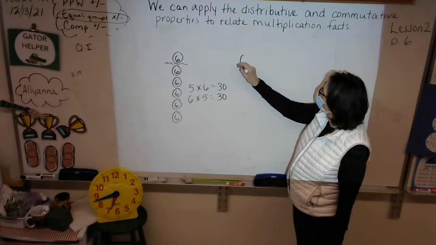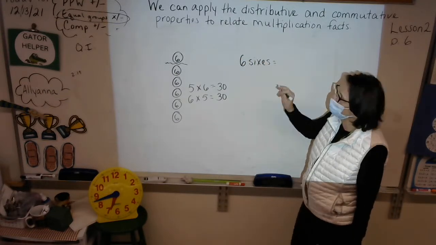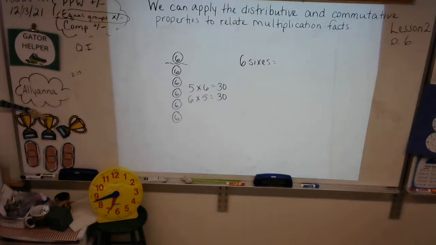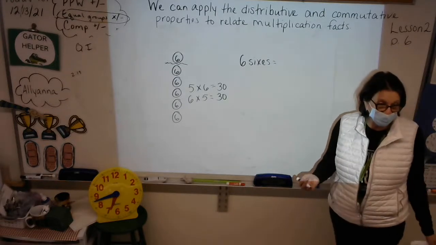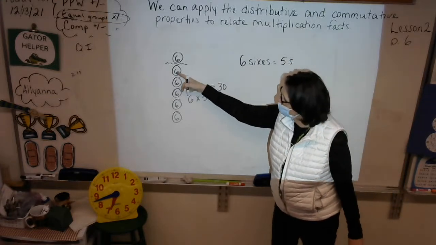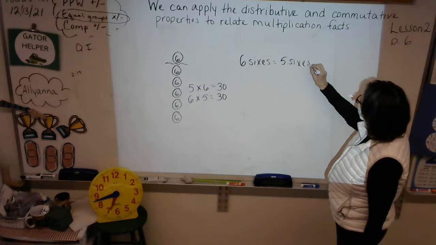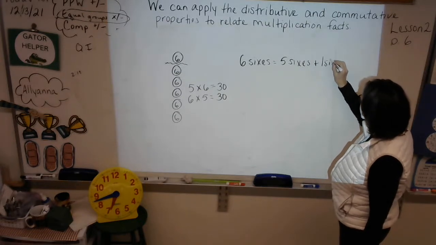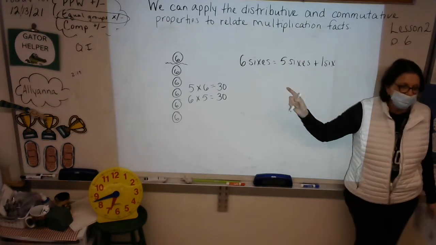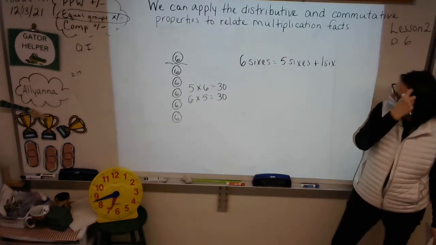So let's start with our unit form. All together we have 6 6s, right? I'll give you a second to write that. Oh, some of you know exactly what to do. That equals 5 6s, which represents the bottom part, plus 1 six. You guys could probably teach this. Does everybody see how we decompose 6 6s into 5 6s plus 1 six?